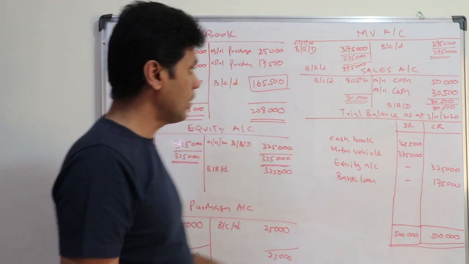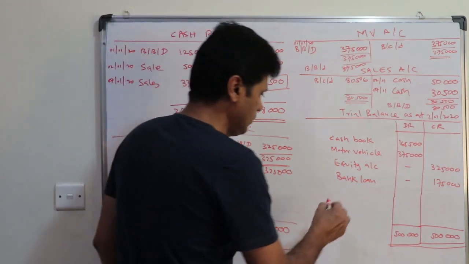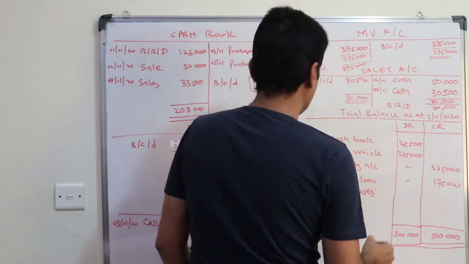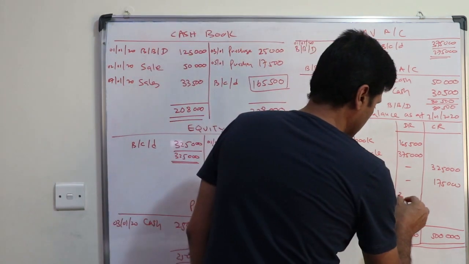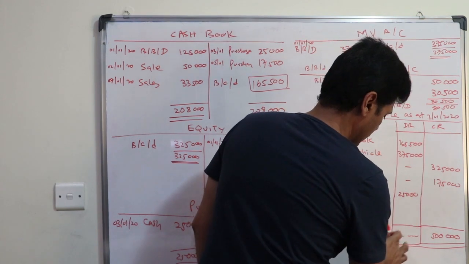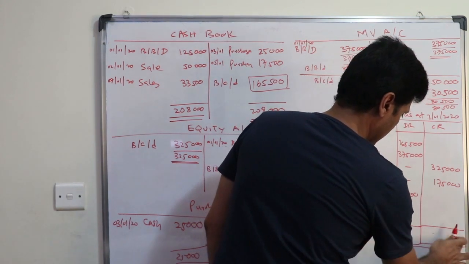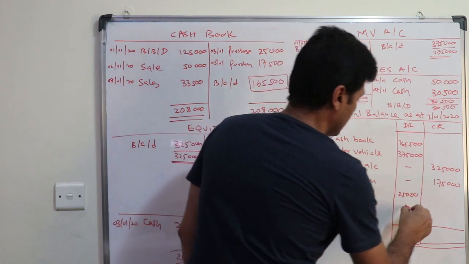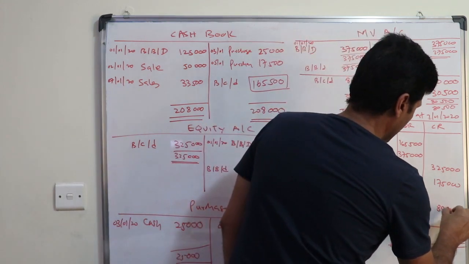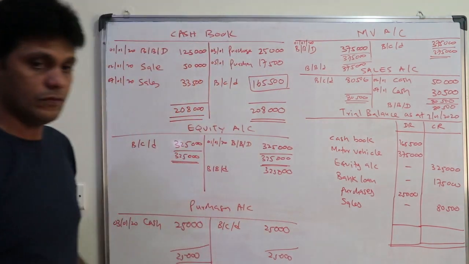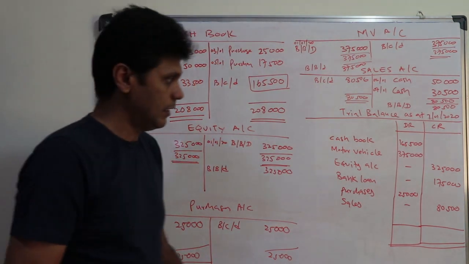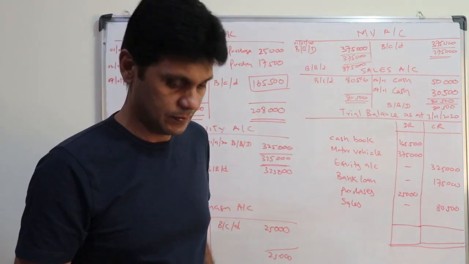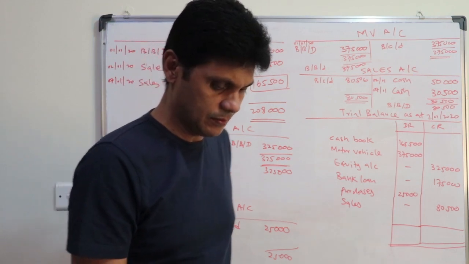In addition to that, there are two accounts we created. Purchases account 25,000, and sales account 80,500. Now prepare the trial balance and see whether it's balancing.